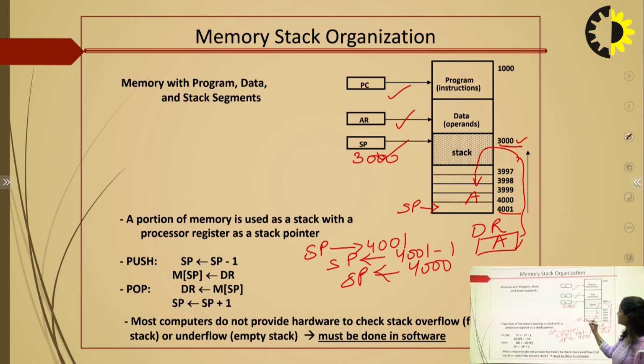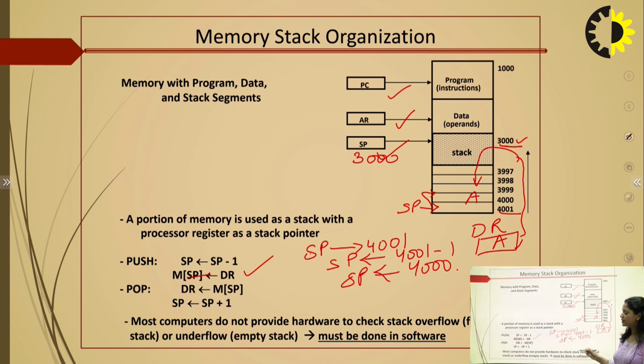Now after moving this pointer to this location, we can perform the insert operation. And what is the statement for performing that insert operation? We have to transfer the content of the data register to the memory at the stack pointer, that is the address of that memory where the stack pointer is pointing, which is location 4000, and this is getting inserted into that stack. Now this is the push operation.